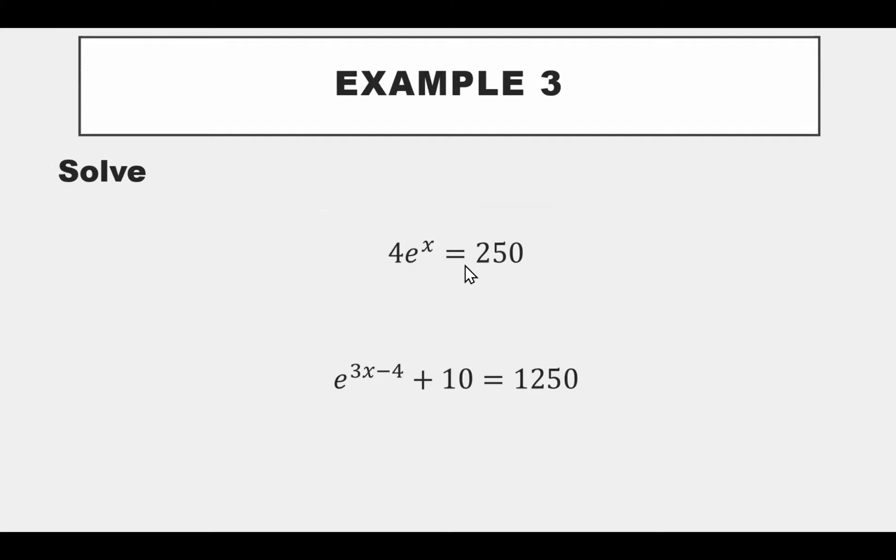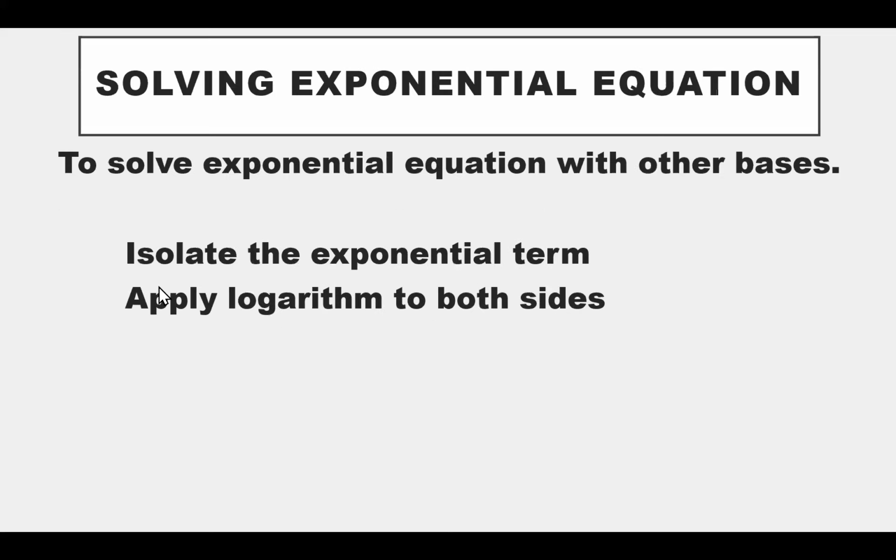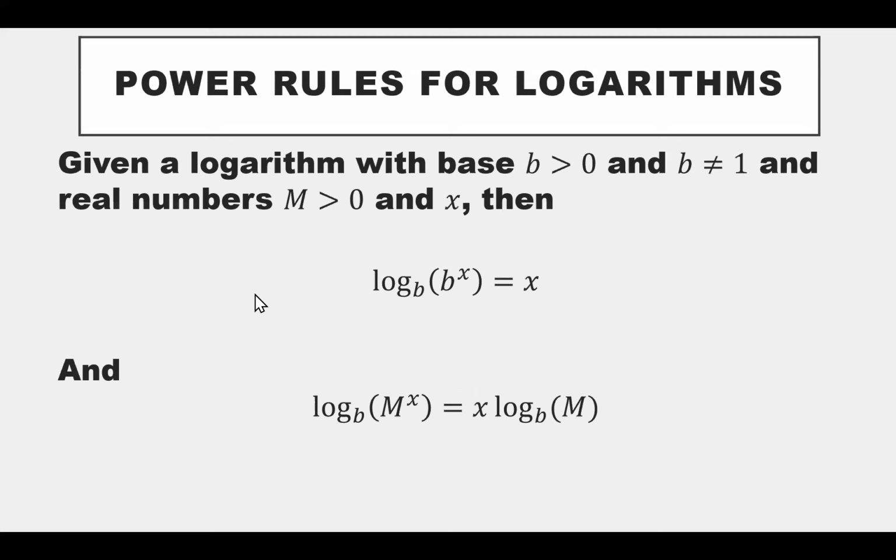So let's do an example here. We have 4 times e to the x power equals 250, and e to the 3x minus 4 power plus 10 is equal to 1,250. Let's solve each of these by isolating the exponential term, applying an appropriate logarithm to both sides of the equation, and then utilizing one of these two rules.